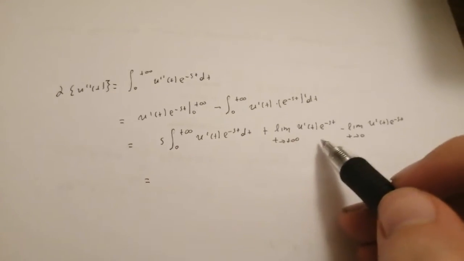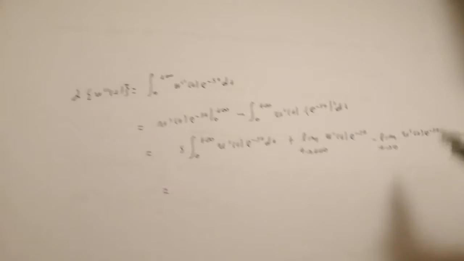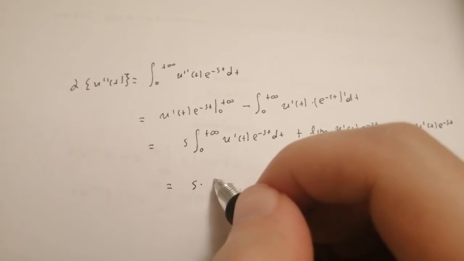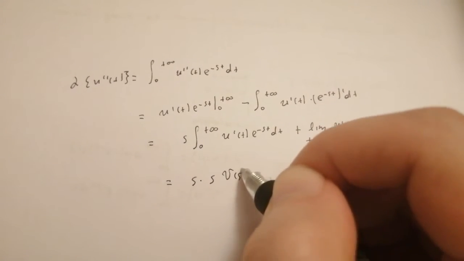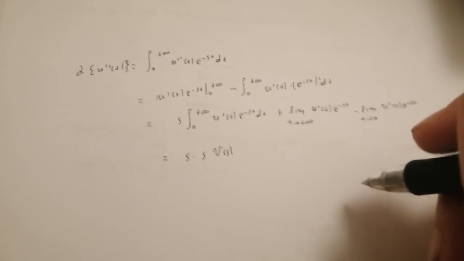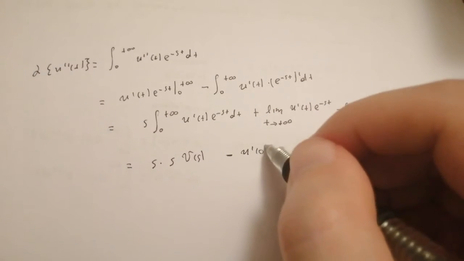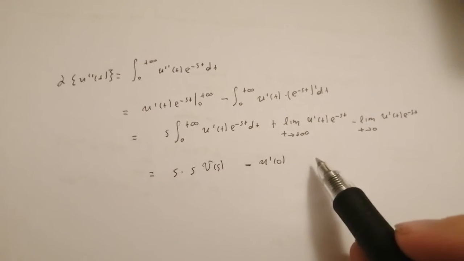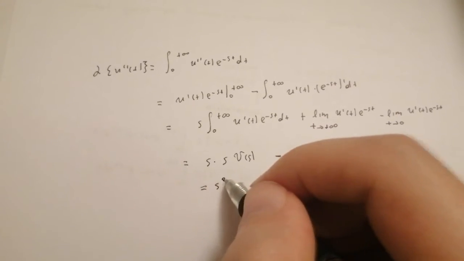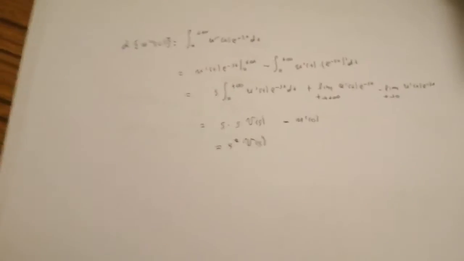Of course, this goes to 0 as t grows to infinity. This is minus u prime of 0, so it should be s times the Laplace transform of the first derivative, which is s U of s, pre-computed. We have computed this in the previous step, and it is minus u prime of 0, and u prime of 0 is equal to 0 from the initial condition that we have for our ODE. So it's s squared times U of s.